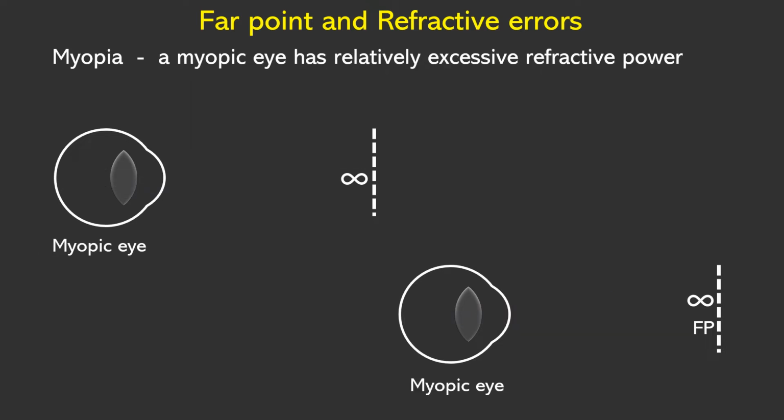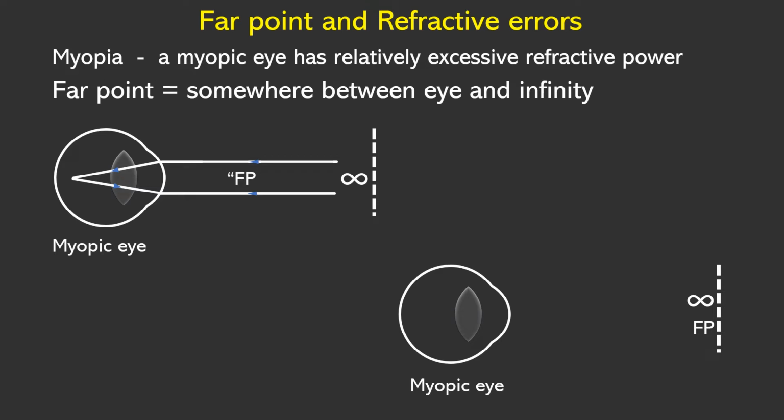Myopia. A myopic eye has relatively excessive refractive power, that is, too much plus power. In myopia, parallel rays are refracted too much and focus in front of the retina. The retina is conjugate with a point closer than infinity. So the far point for a myopic eye lies somewhere between the eye and infinity. A correcting lens, a minus lens, is used to diverge incoming rays back to the retina to make the fovea conjugate with infinity. This was all basic discussion about the far point and its importance in the retinoscopy procedure.